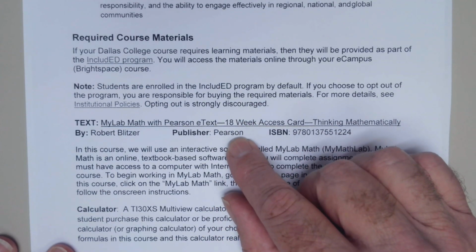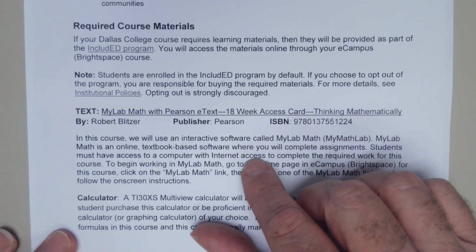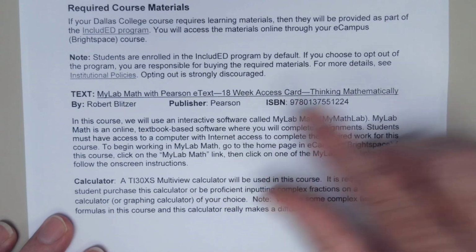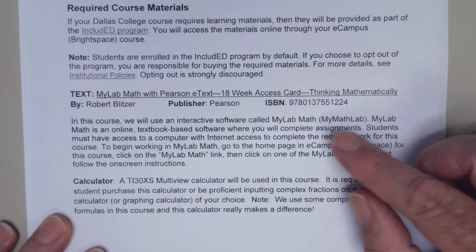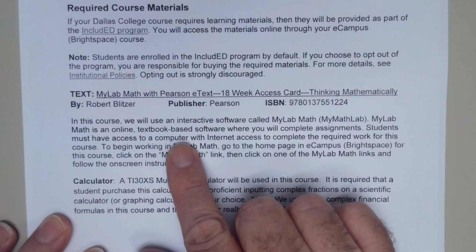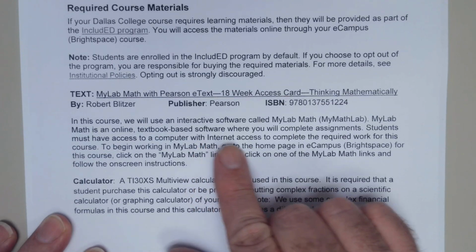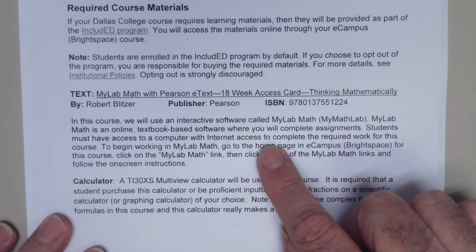The textbook, that's this one here, Thinking Mathematically. Again, this is an interactive software called MyLab Math. It used to be called My Math Lab, so sometimes I call it that. So it's an online textbook-based software where you're going to be completing your assignments. So you're obviously going to need access to a computer. Of course, this is an online course, so you would expect that.